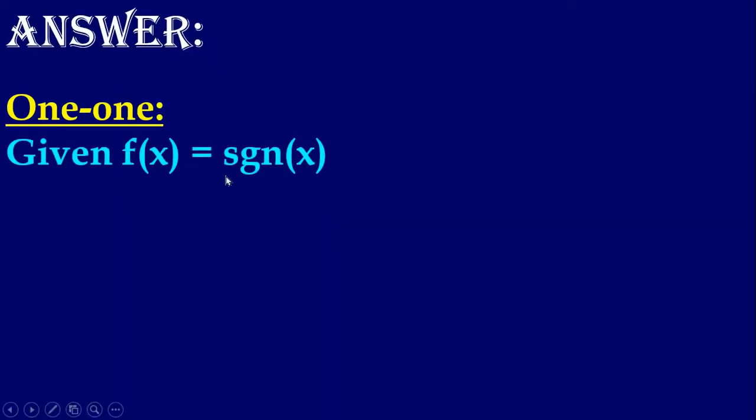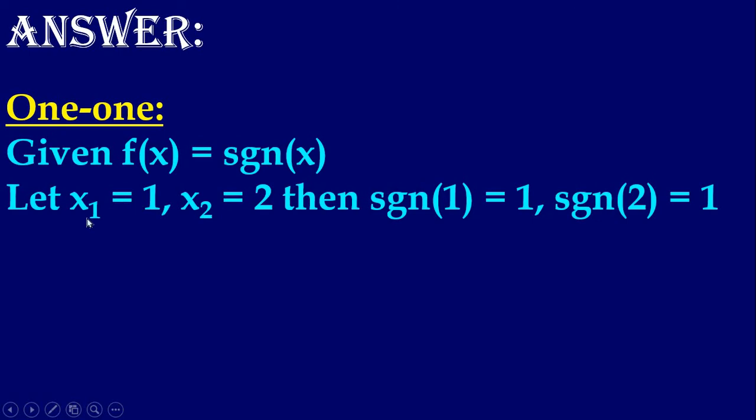Here it is given f of x equal to signum function of x, and we take x1 equal to 1 and x2 equal to 2. Then signum function of 1 is 1 and signum function of 2 is 1. For any positive number, signum of that is 1 only. So signum function of 1 is 1. Signum function of 2 is also 1.